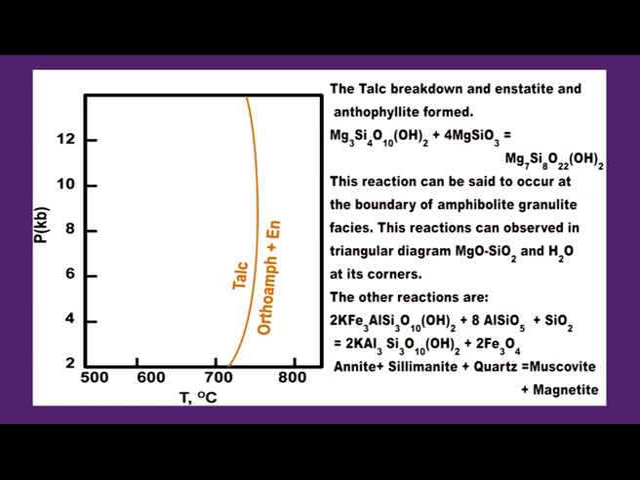The other reactions are 2KFe3AlSi3O10(OH)2 plus 8 Al2SiO5 plus SiO2 give rise to 2KAl3Si3O10(OH)2 plus 2Fe3O4. Annite plus sillimanite plus quartz give rise to muscovite plus magnetite.